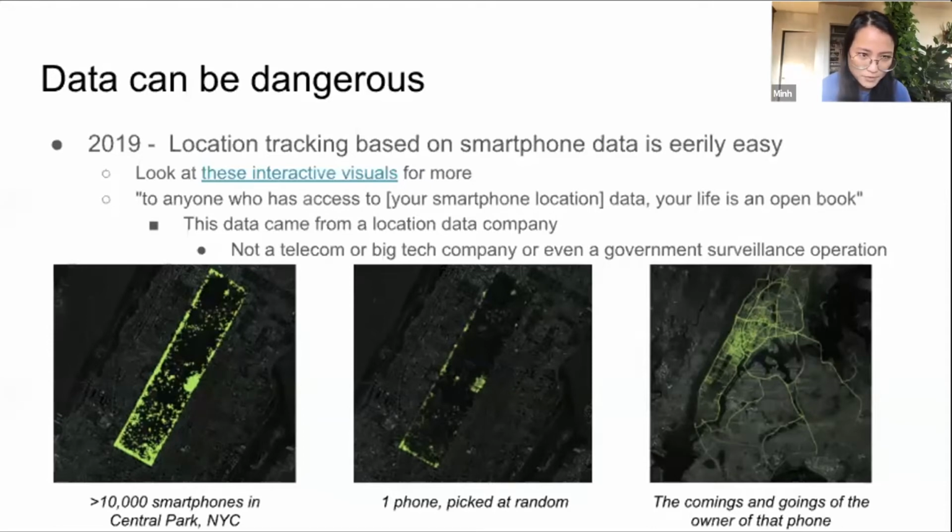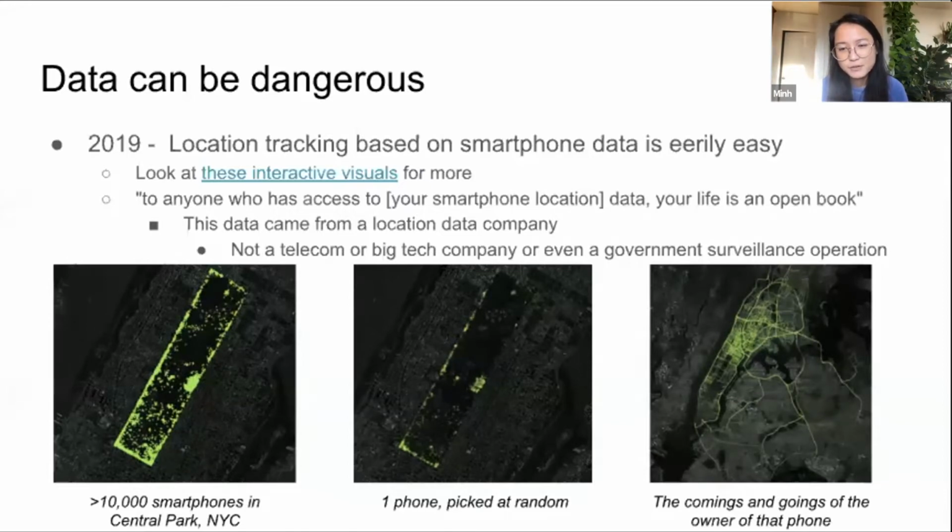In the visuals on this slide, you can see that in the first picture, they're able to track more than 10,000 smartphones in Central Park. Then they're able to pick out just one of those smartphones and track the movements of the owner of the phone, and it's pretty precise.